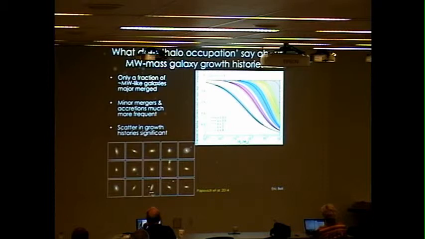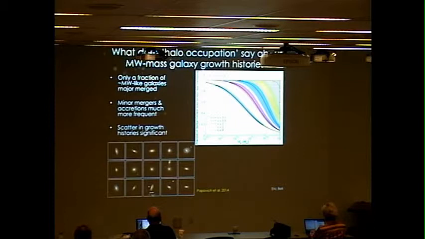And this is about the point where about half the mass growth is from star formation. About half the mass growth is being dragged in from elsewhere. And that's at the present day. At earlier times, it was more from star formation. And so only a relatively small fraction of Milky Way mass galaxies have major merged. This is what one sees from the tracks.